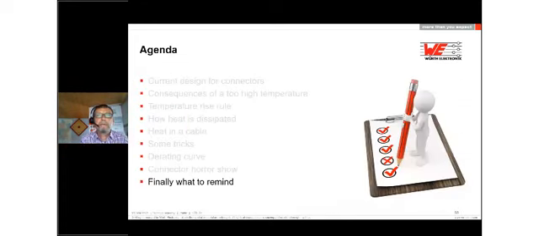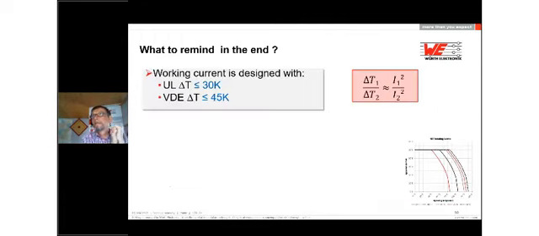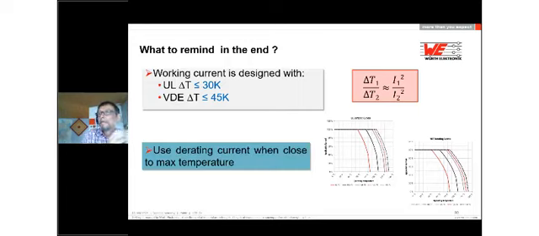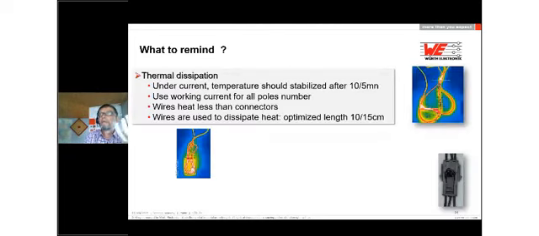So what do we have to remember finally? Working current is designed regarding the UL standard with 30 Kelvin and the VDE standard with 45 Kelvin. We have to respect the I-square rule. We see the formula here on the right side. Use derating current when you are close to maximum temperature. Regarding the thermal dissipation, under current the temperature should be stabilized after 10 to 15 minutes. So that means a closed box is not a good idea to stabilize the temperature.